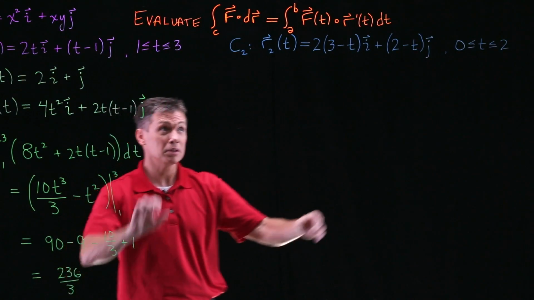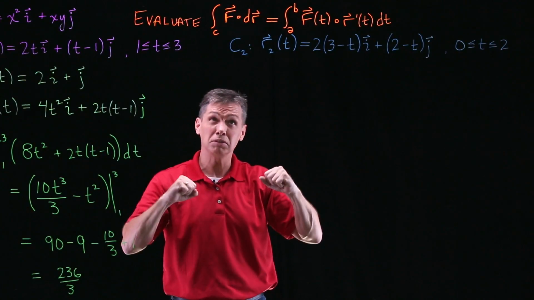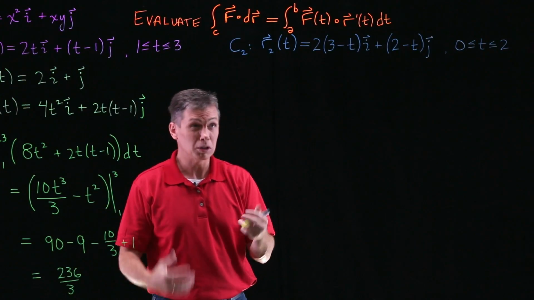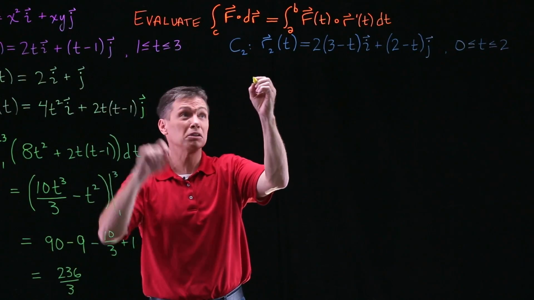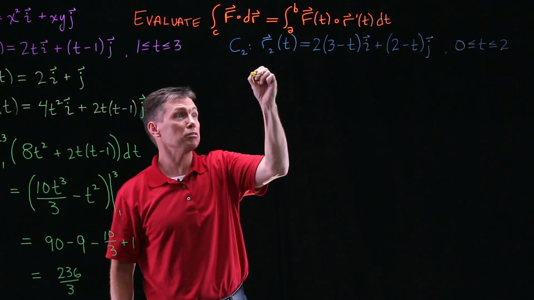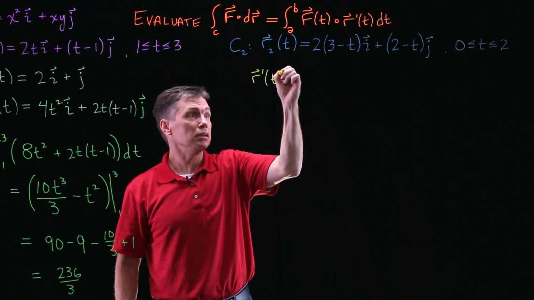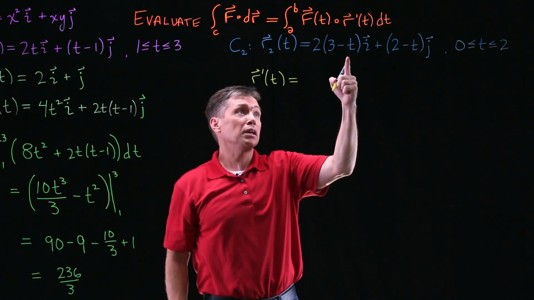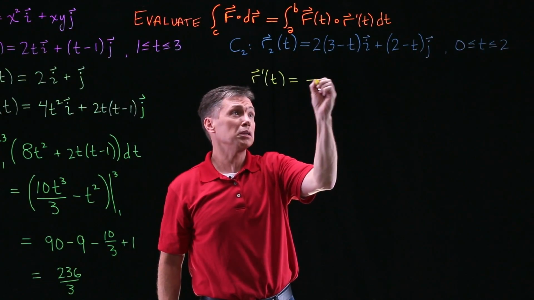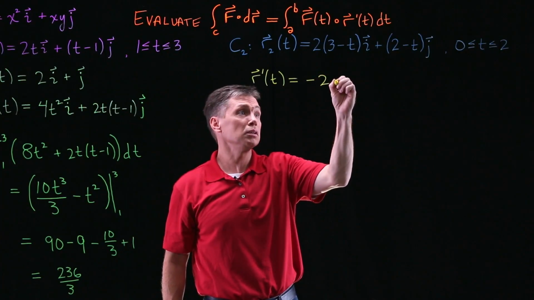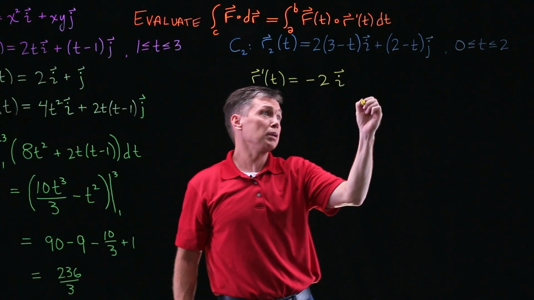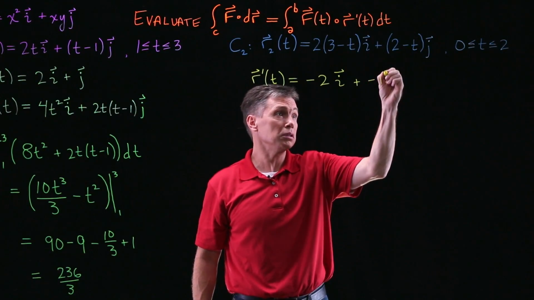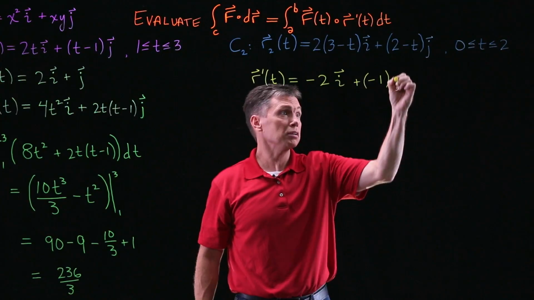Second half of the problem is actually just a different path, the C sub 2. I'm going to grab a different color for you as well. But it's the same work, so I'm going to begin, like I did over here, with my r prime vector that I need. Differentiate this. The derivative here inside is just a minus 1, so minus 2 times the i vector. And then plus the derivative in here actually is also just a minus 1 times the j vector.